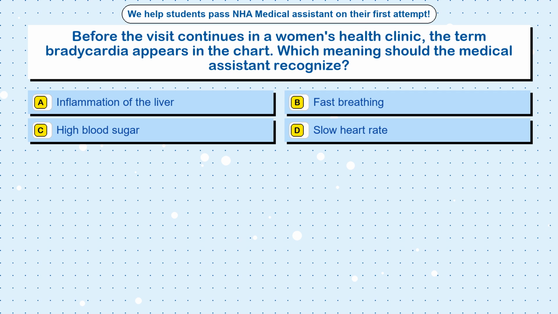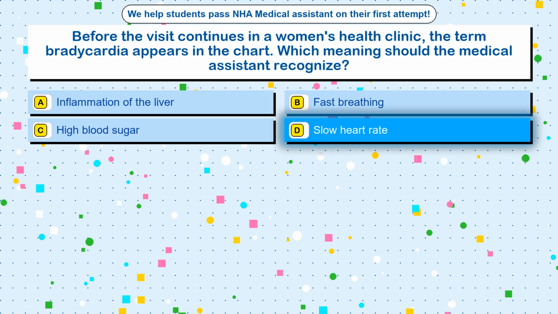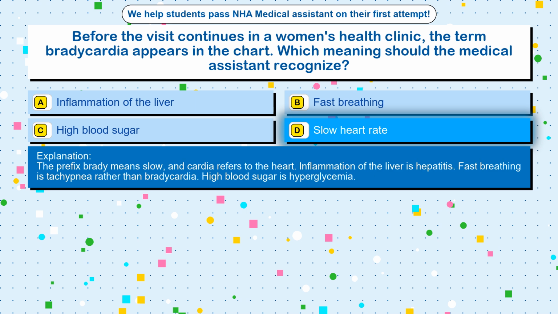Option B, fast breathing. Option C, high blood sugar. Option D, slow heart rate. The correct answer is option D, slow heart rate. The prefix brady means slow, and cardia refers to the heart.